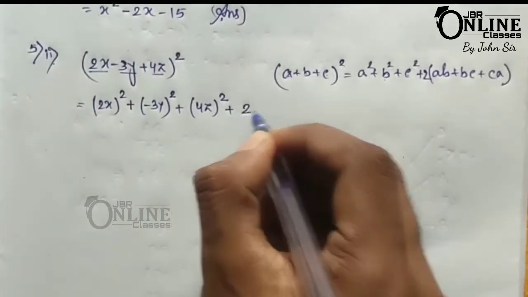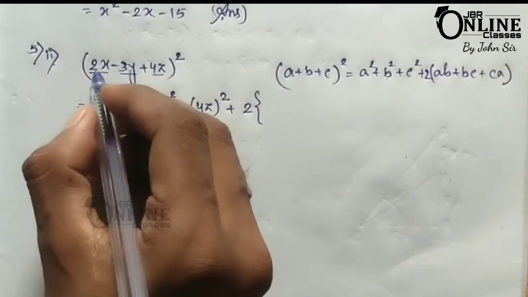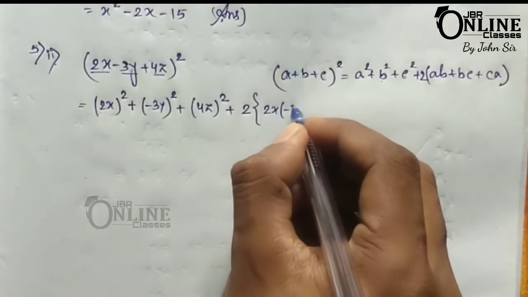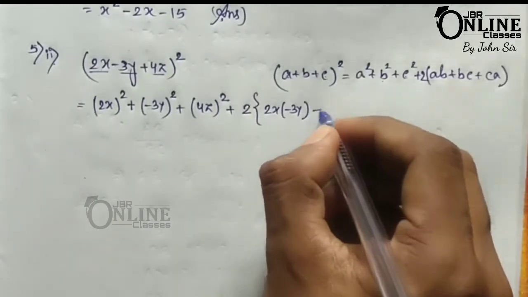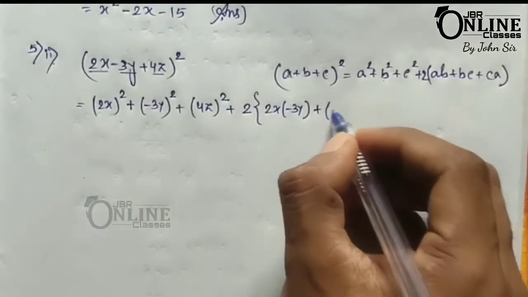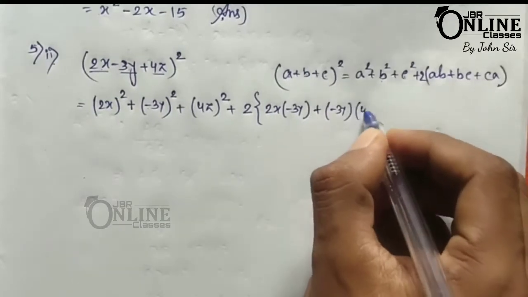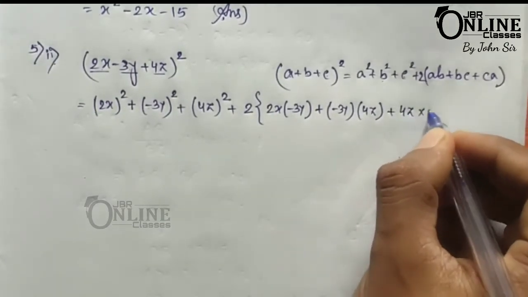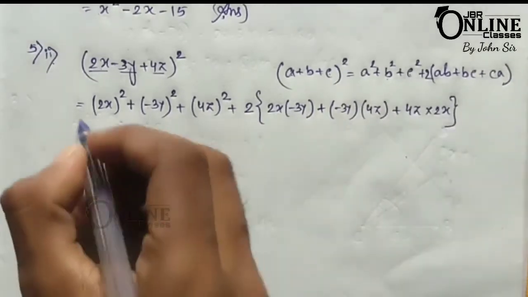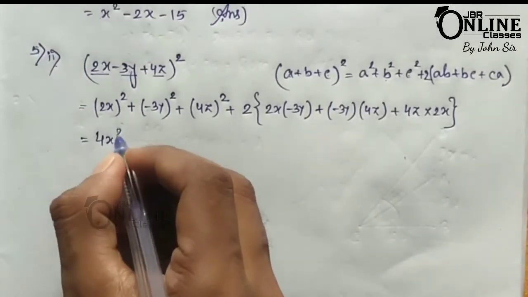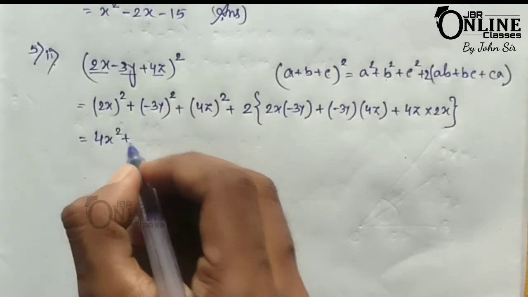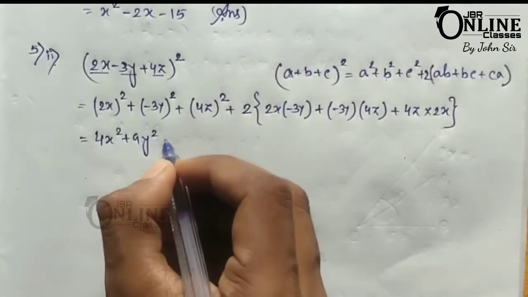Now next, 2 into, first one ab. Now a means 2x and b means minus 3y. So 2x into minus 3y. Second one bc. So minus 3y into c means 4z. And last one ca. Now 4z into 2x. So that equals 4x square. Here minus whole square, so minus will be absorbed, and that equals 9y square.